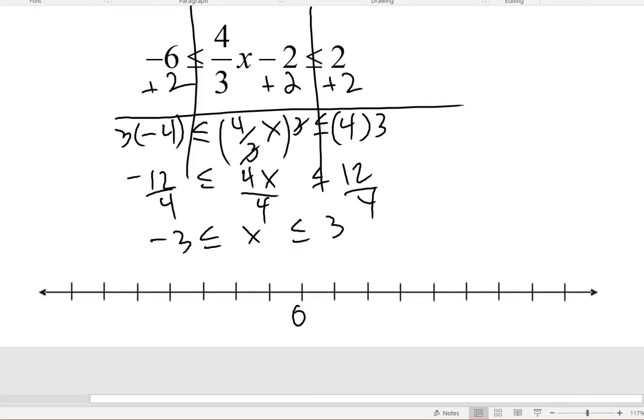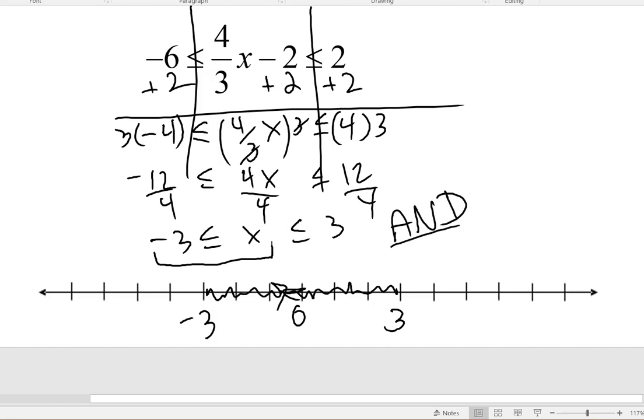So here's 0, negative 1, negative 2, negative 3, positive 1, positive 2, positive 3. X compared to the negative 3 is greater, so I'm shading to the right of that. X compared to the 3 is less than, so I'm shading to the left of that. What do I keep in this situation since it is an and? Anytime I have this combined, it's going to be an and. So I only keep the overlap in the middle, both with a bracket, okay?